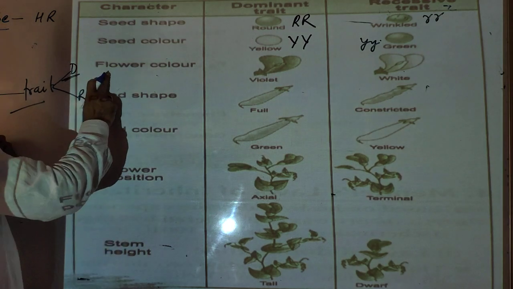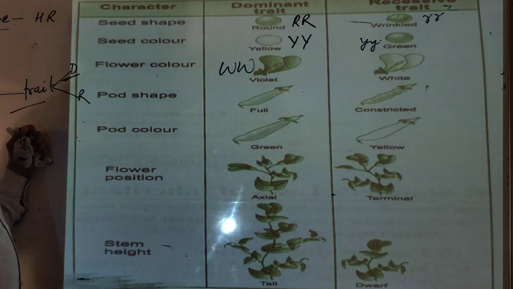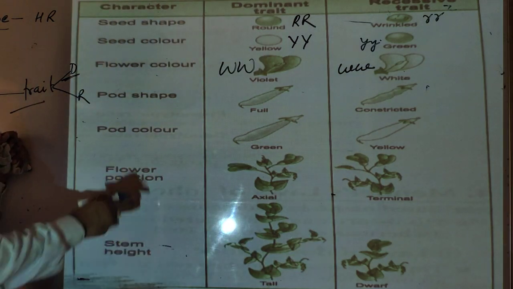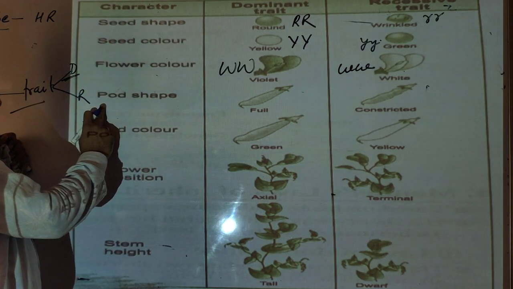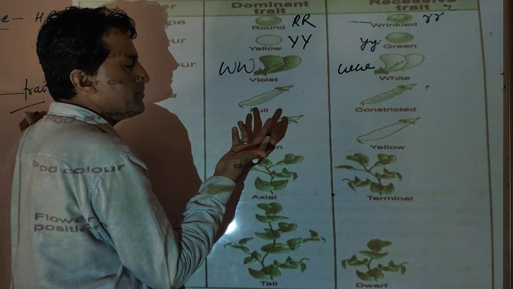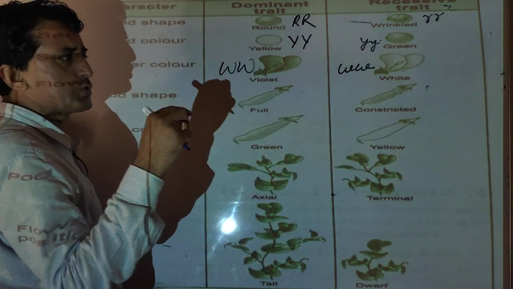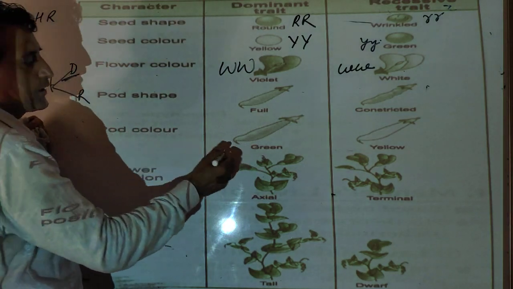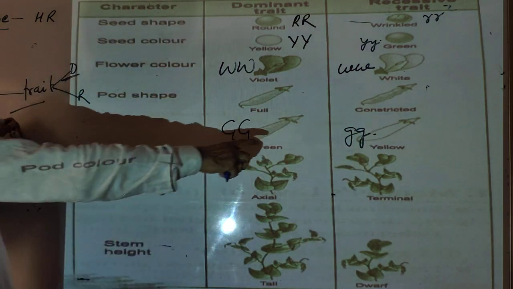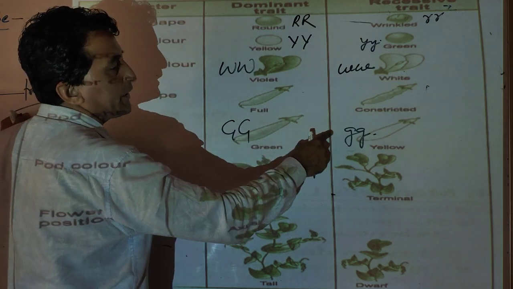Clear? Next, flower color violet. We can use capital W, capital W, or the white, small w, small w. Pod means the fruit, the legume. Full, the particular term or symbol given to you for full; and constricted, which is wrinkled. Pod color: green, capital G; yellow, small g. Don't write capital Y. Whatever symbol you used for the dominant, use the small letter of the same for the recessive.